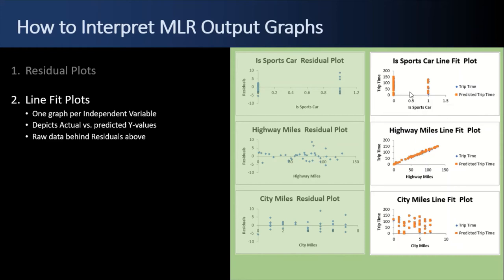Unfortunately, this is a screenshot image pulled over in a PowerPoint. I don't want to take the time to go back into Excel. I should have made the orange dots transparent so you could see all the blue dots underneath, and you could see the variance better. I just didn't realize it until now, unfortunately.